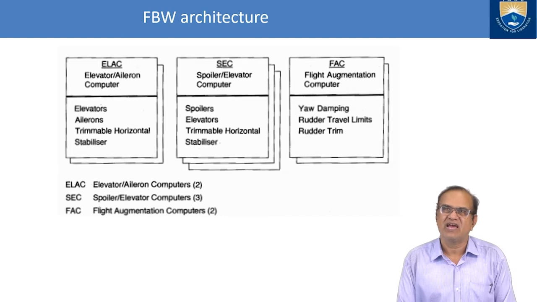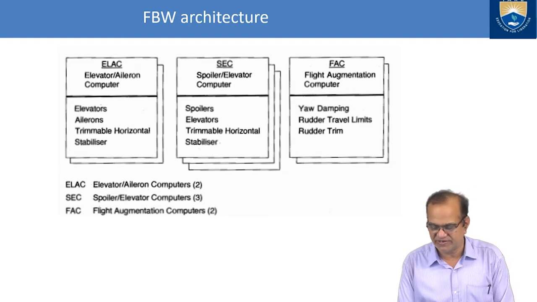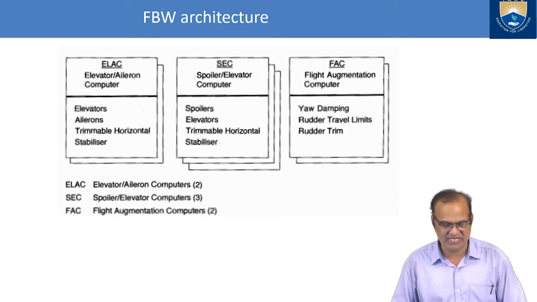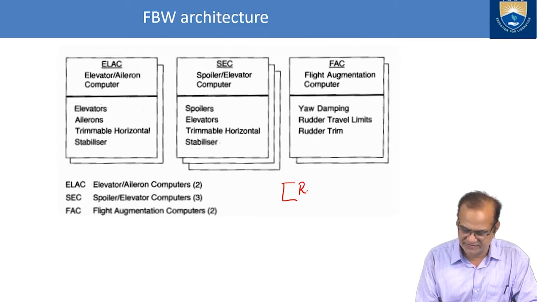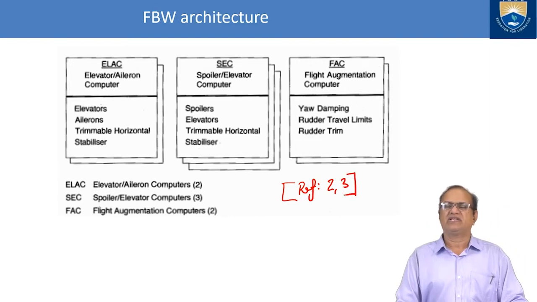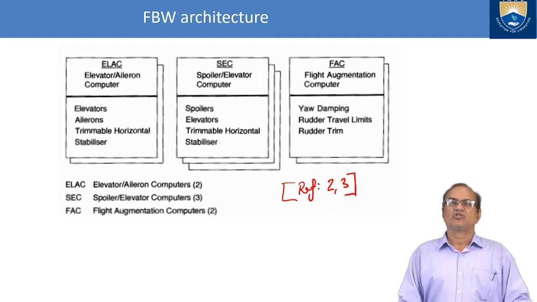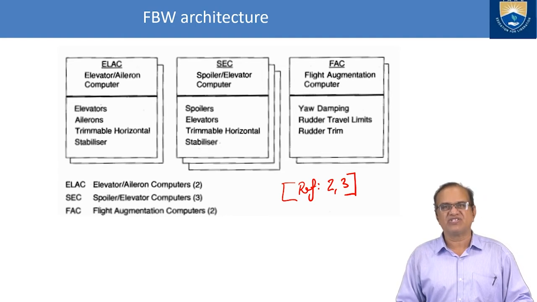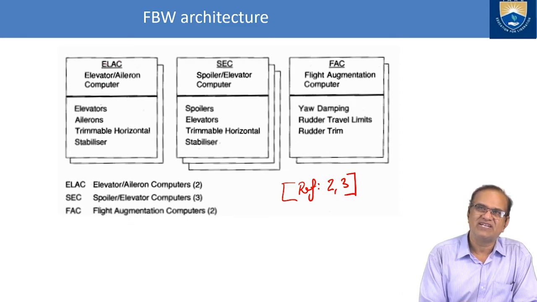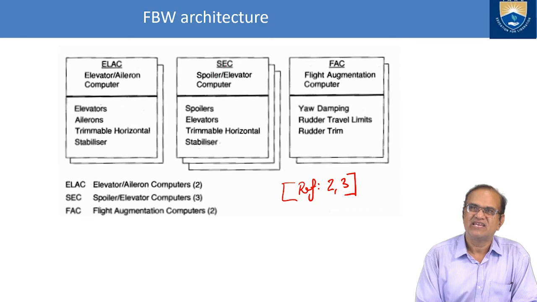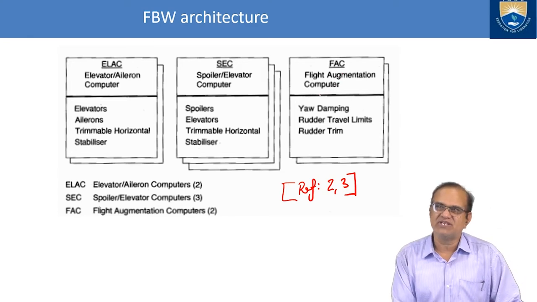Now I will discuss the fly-by-wire architecture. I am taking a reference here. So here we have the architecture of the fly-by-wire system. Here we have ELAC, the elevator aileron computer. Then we have SEC, the spoiler elevator computer. Then we have the flight augmentation computer.